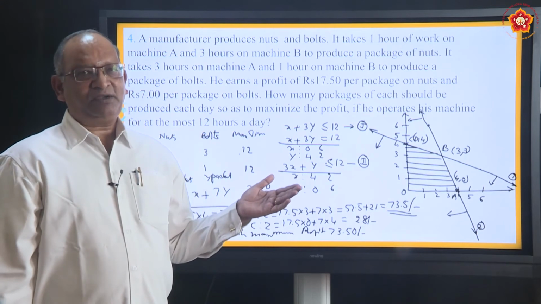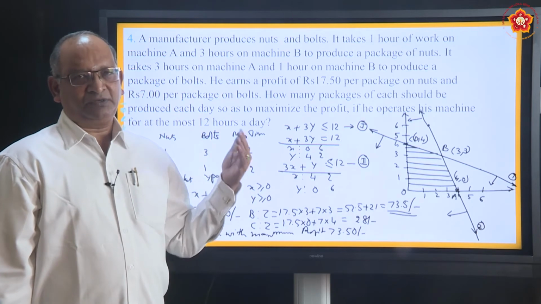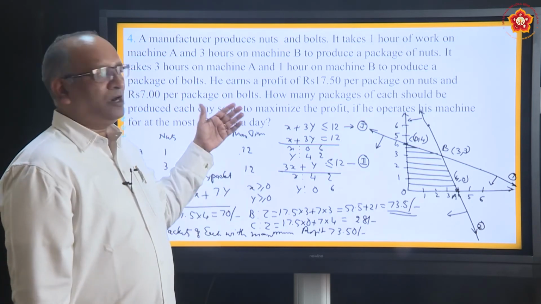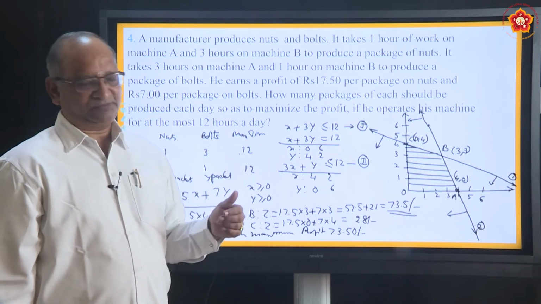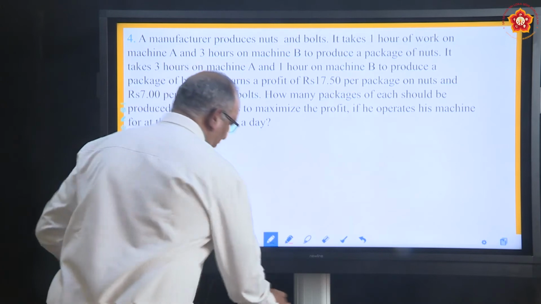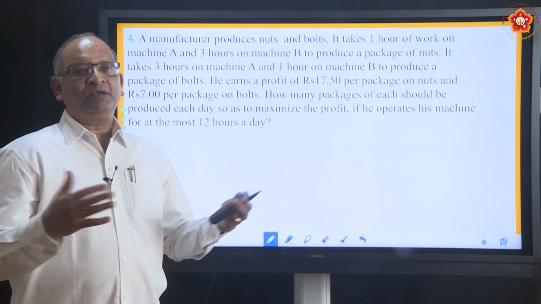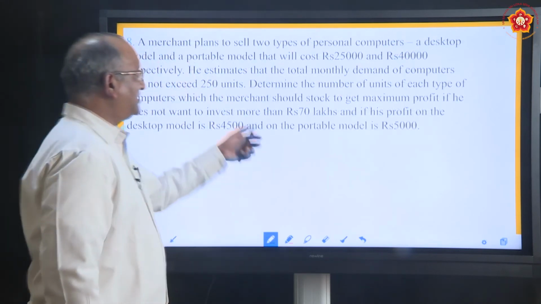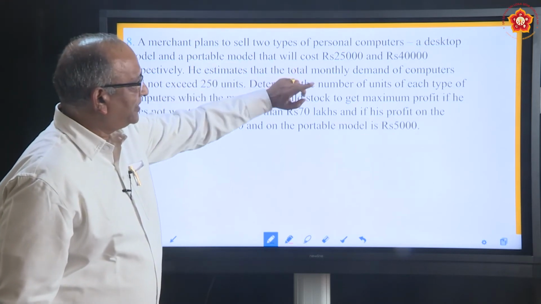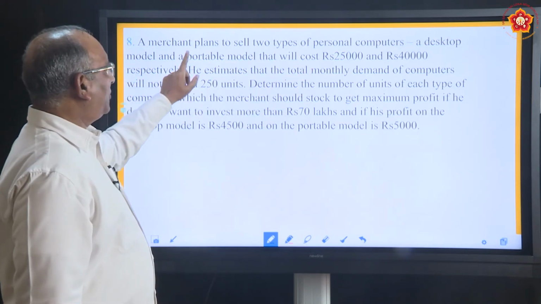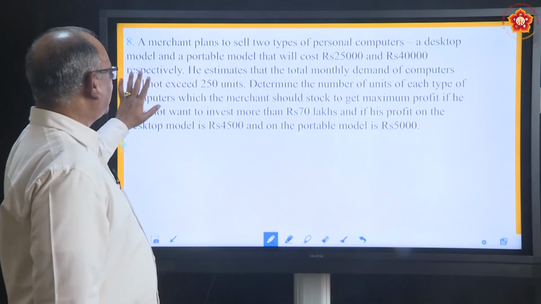The first problem which we solved is called the diet problem, where we were finding out the number of cakes. This is called the manufacturing problem, where we are manufacturing bolts and nuts. Okay. From here we move on to one more problem, and that will be the last problem today. We have taken only 3 because they are time consuming. Look at this problem. A merchant plans to sell 2 types of personal computers, a desktop model and a portable model that will cost 25,000 and 40,000 respectively.